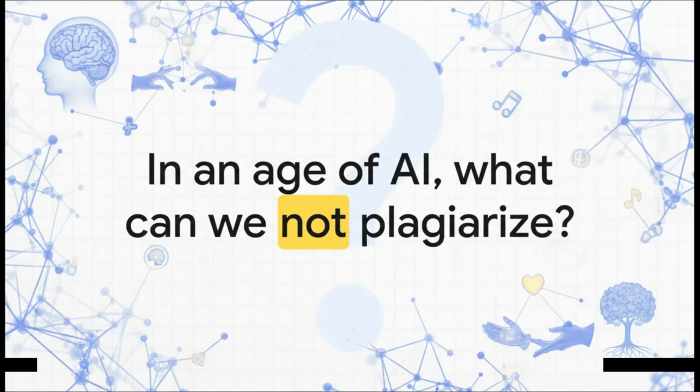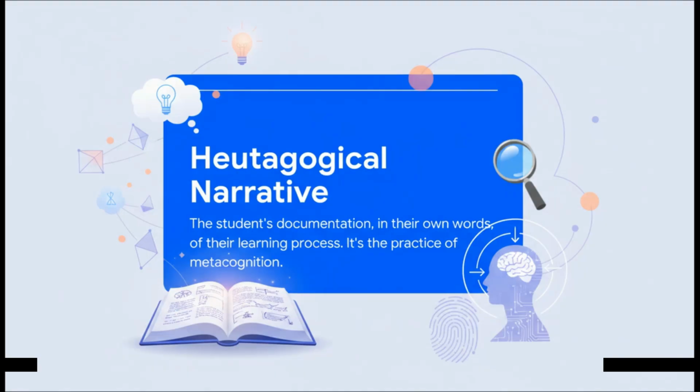This all leads to one of the most profound questions we can ask about education right now. In an age where an AI can write an essay or solve a complex equation for us, what is uniquely human? What is the one thing we just can't copy and paste? And here is the beautiful answer, our own unique learning process. Chavez calls this the heutagogical narrative. It's basically the student's personal story of how they learned something, the strategies that worked, the roadblocks they hit, those aha moments. It's the practice of metacognition, of thinking about how you think, and that is something an AI can never, ever replicate. It is the ultimate proof of learning.